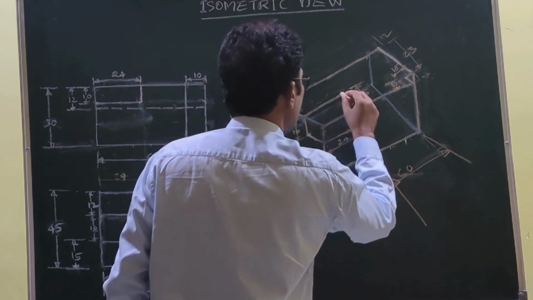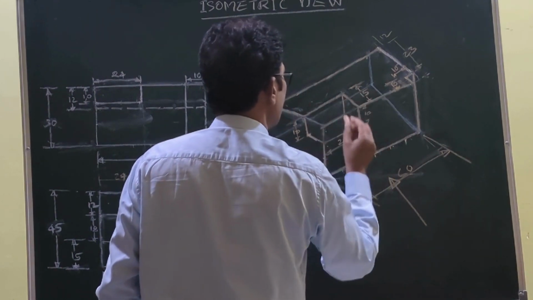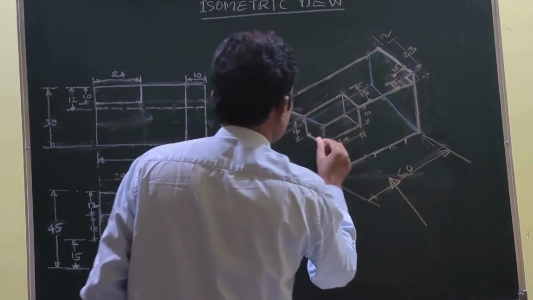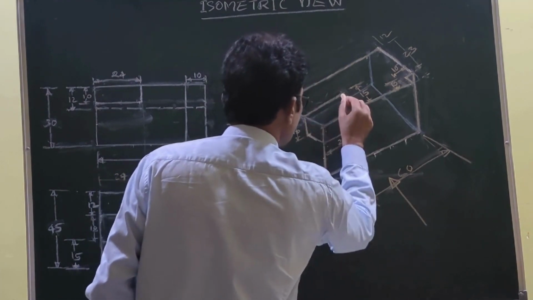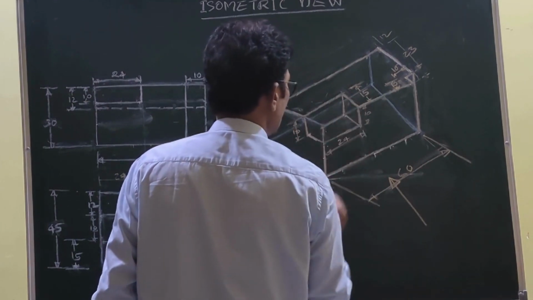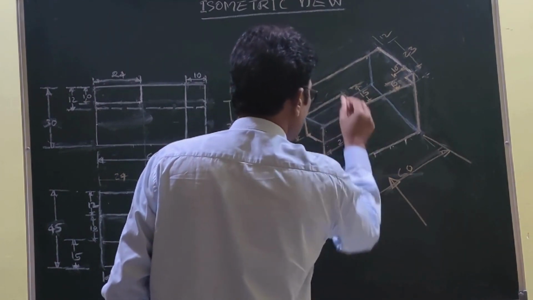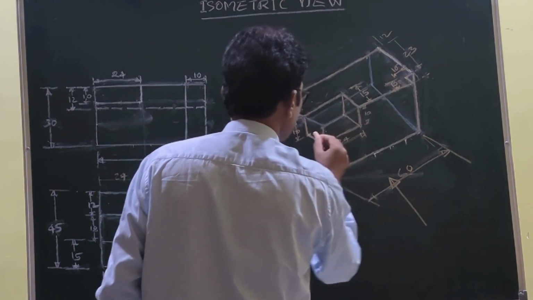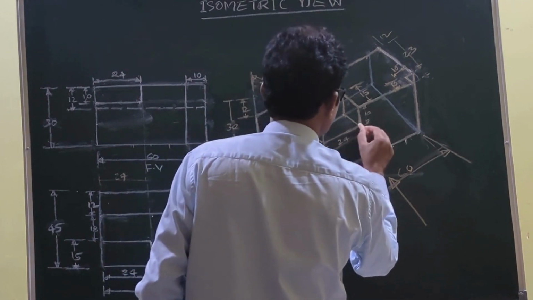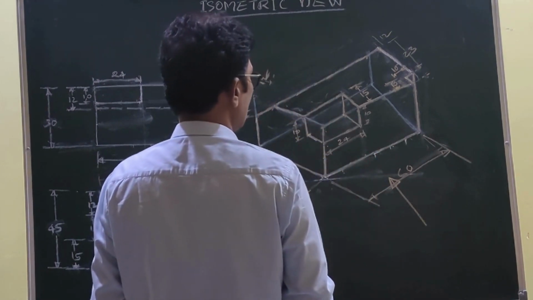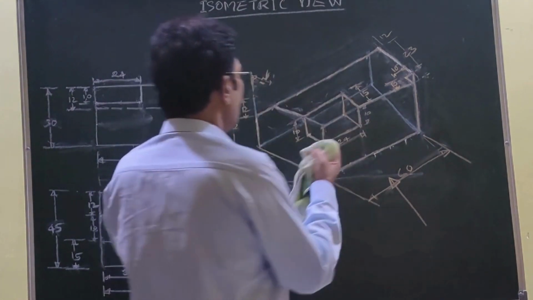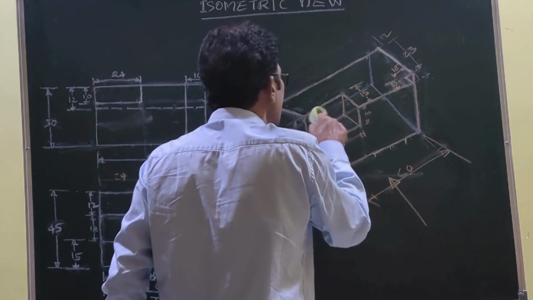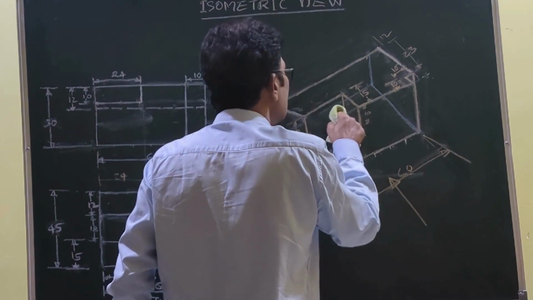Once you draw these lines, automatically the depth is 10 here, 10 here, and 10 here. You draw these corner vertical lines of 10, then you join this one and this one. Once these are completed, we can remove these lines. You see that, so that we can get that part.